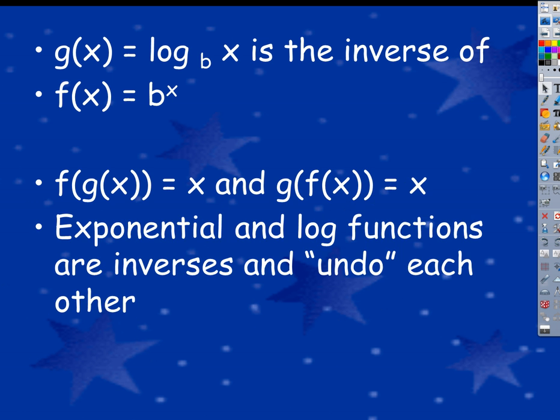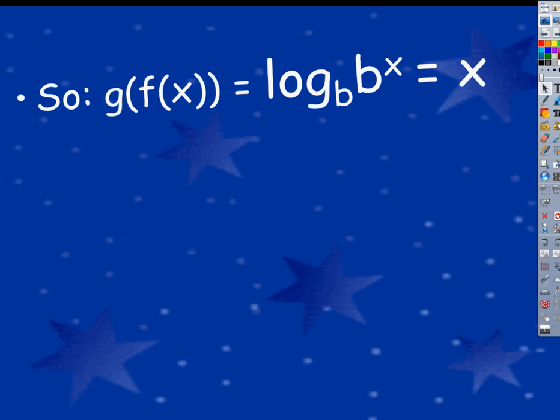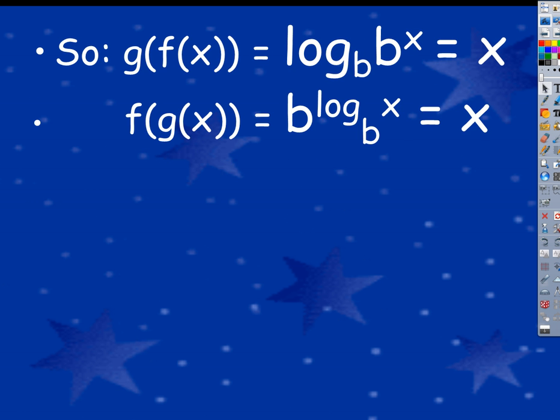Here's the easiest way to think about this, so they undo each other. I think this is in the PowerPoint. If I ever take the base b log of a base b exponential, they cancel out and I just get x. If I ever raise b to the power of a base b log, does that make sense? I'm taking a base b exponential of a base b log. They also cancel out and just leave me with an x because they're inverses, right?